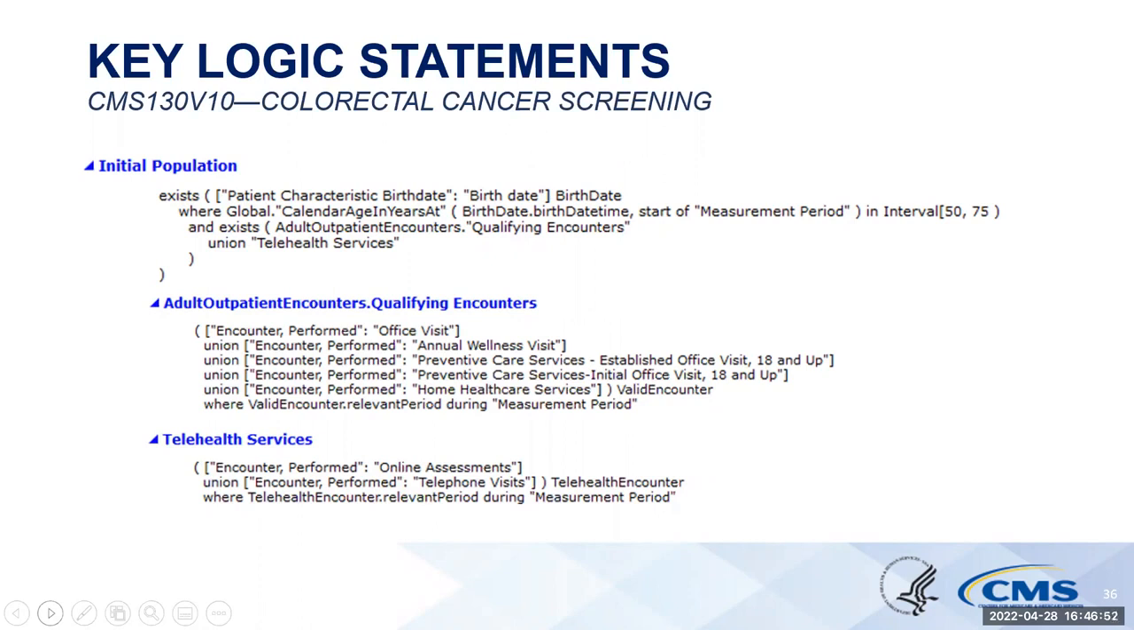Also, this logic includes the adult outpatient encounters library, and qualifying encounters include office visits, preventative services, or home health services provided during the measurement period. Also, both online assessments and telephone visit definitions are used, and they use the encounter performed data type. So again, if a code is present from either of those value sets, it will satisfy this condition.